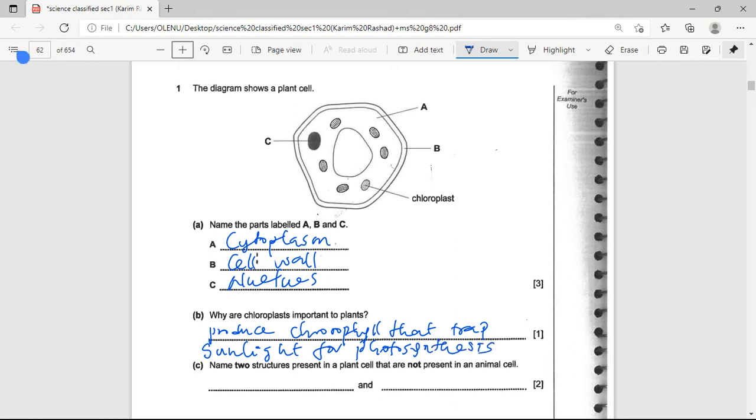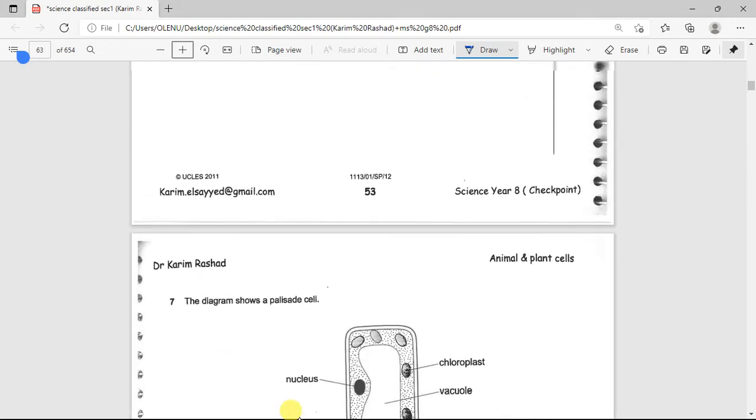Now, name two structures present in a plant cell that are not present in an animal cell. Plant cells have chloroplast, and plant cells have cell wall. These two are not present in an animal cell, so that's good. We are good with that.